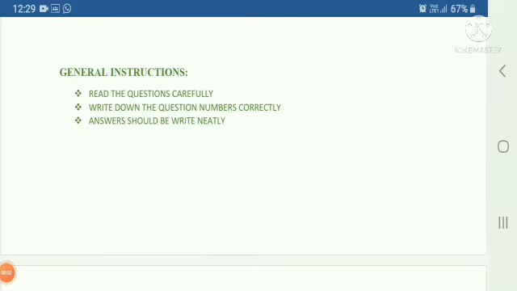General instructions of the test. Read the questions carefully. Write down the question numbers correctly. And the answers should be written neatly. Read the questions 1 or 2 times. You understand the questions, what they asked and what you should write in the answer.